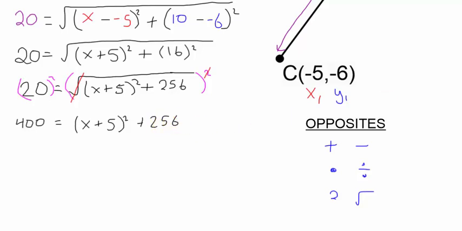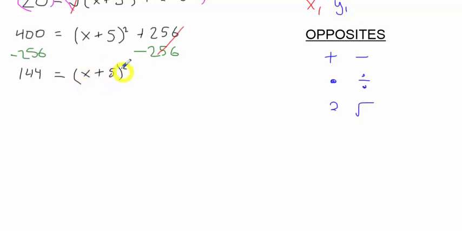Now the next value that is furthest away from x is the 256. So I'm going to now use the opposite of 256, which is subtracting by 256. And we need to do this on both sides of the equation like usual. And so our result is we have 144 on the left after subtracting. And then on the right-hand side, we still have the x plus 5 squared. The opposites have canceled out.